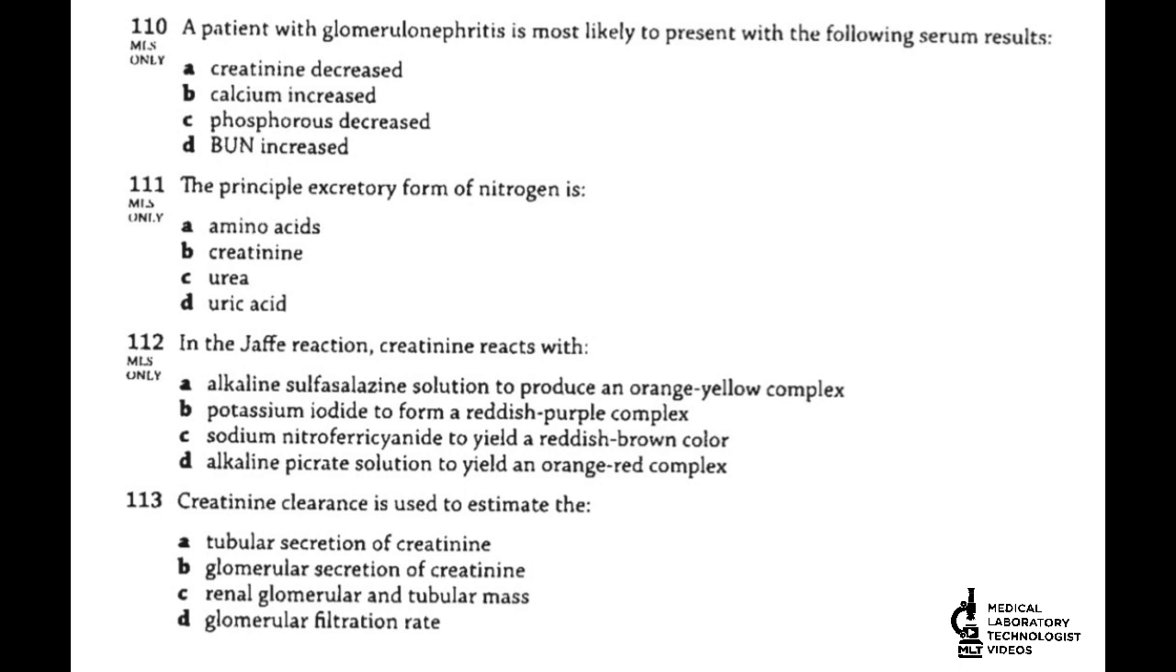Next question is question number 113. Creatinine clearance is used to estimate the: option A, tubular secretion of creatinine; option B, glomerular secretion of creatinine; option C, renal glomerular and tubular mass; option D, glomerular filtration rate. And the answer for question number 113 is option D. Glomerular filtration rate is estimated by filtration markers such as creatinine clearance.